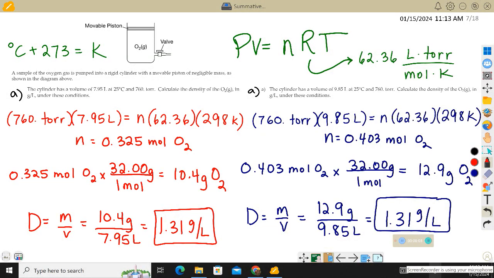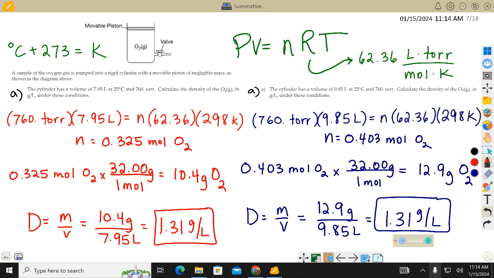Here's the free response from the summative assessment on gases. In question 1, we have a sample of oxygen gas pumped into a rigid cylinder with a movable piston. I want to calculate the density of the oxygen gas under the conditions given in units of grams per liter. The density is a measure of mass per volume.